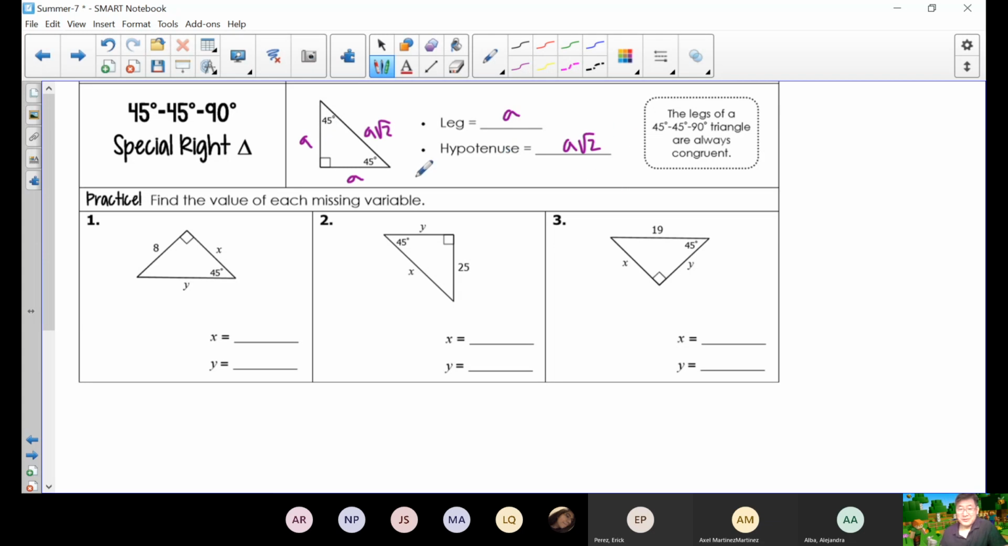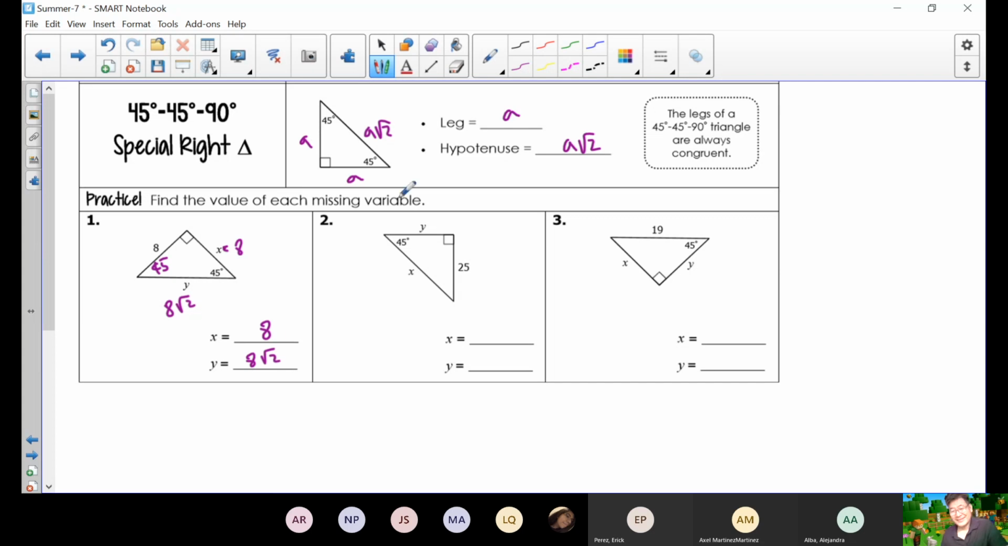So I'm going to prove this one, guys. Let's use this one. This is actually isosceles, right? So 45, 45, that means x has to be 8, right? So we have 8. Now this one is what? a root 2. This is 8 root 2, right? So y equals what? Automatically 8 root 2.